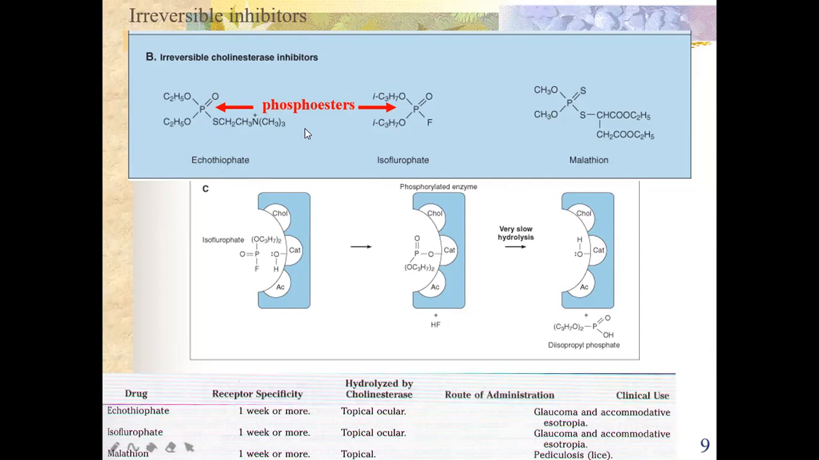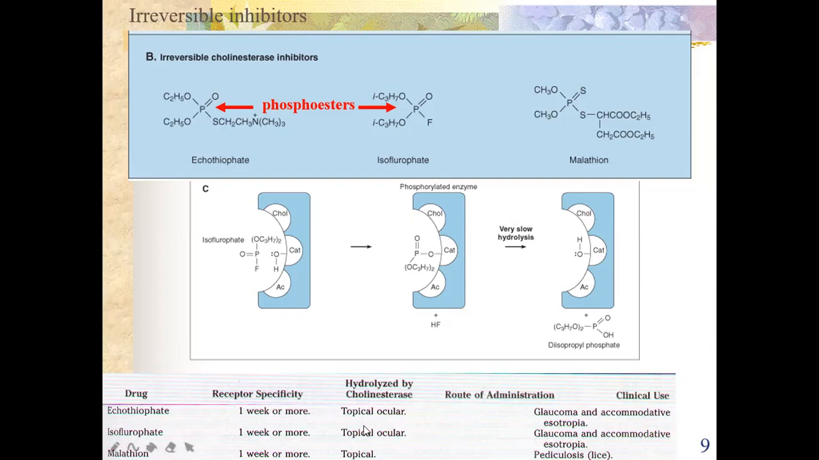So here, these are the phosphoesters, right? And isoflurophate binds to the acetylcholinesterase enzyme, and this enzyme gets phosphorylated and undergoes very slow hydrolysis. So the enzyme which binds the organophosphorus compound is very slowly hydrolyzed, and there is a lot of accumulation of acetylcholine in the tissues, and this is due to acetylcholine toxicity. Okay, so if you look at ecothiophate, the duration of action is 1 week or more.